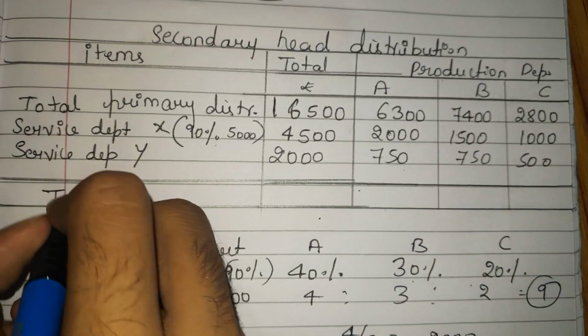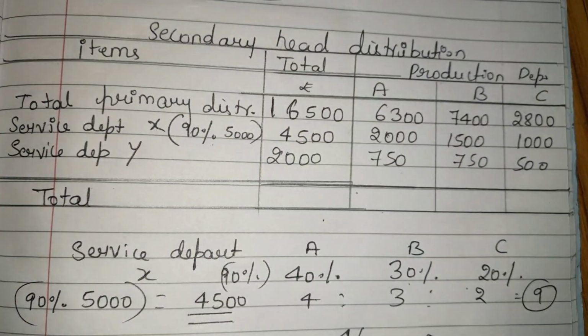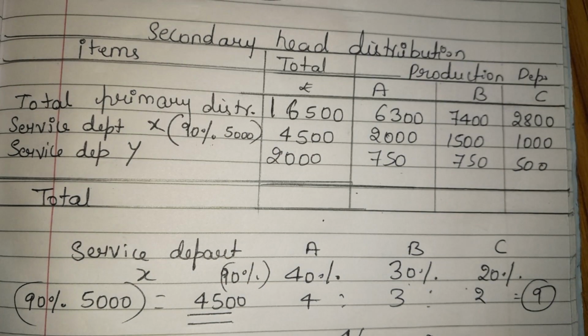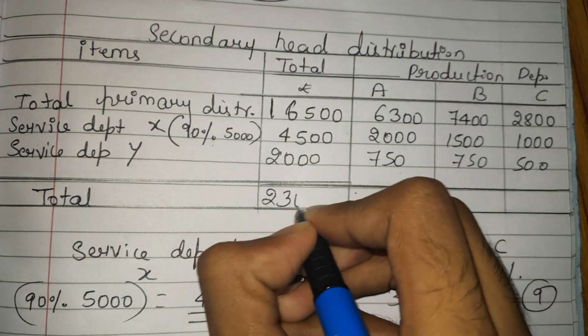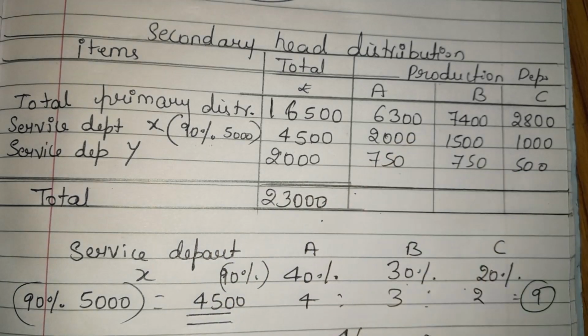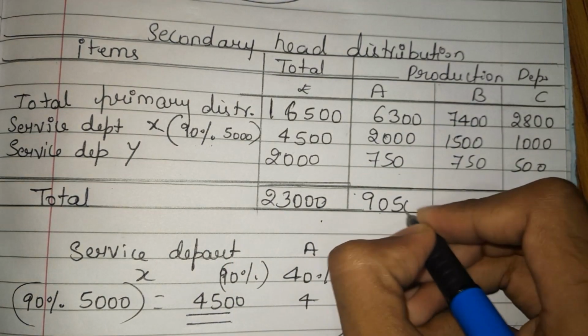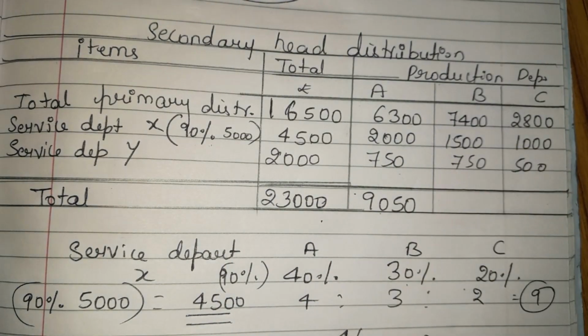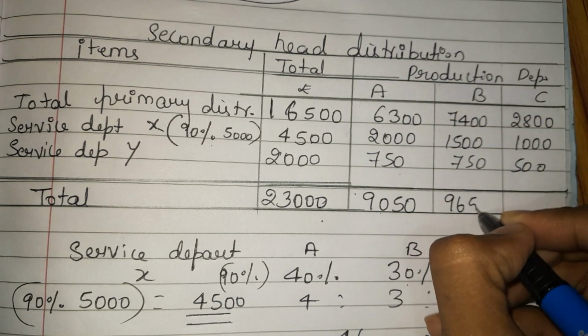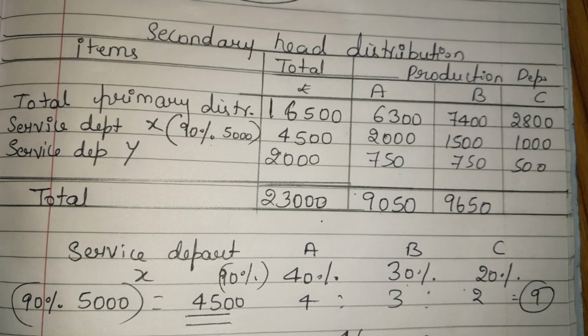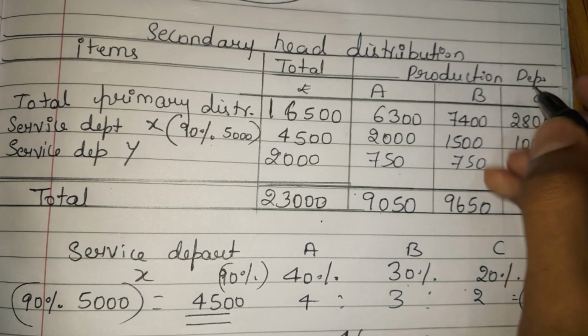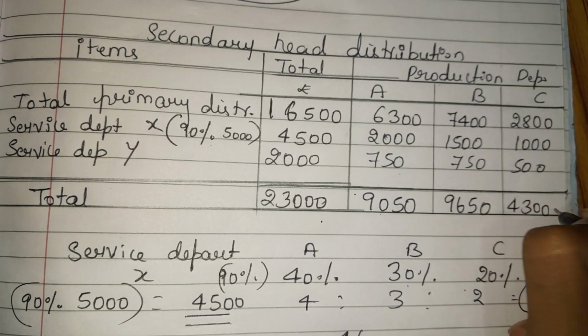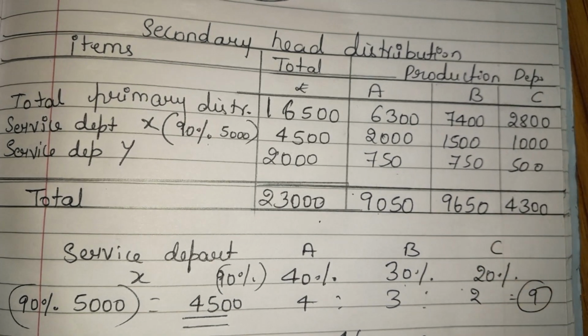Now we need to add everything to get the total. So to get the total, add this 16,500 plus 4,500 plus 2,000. It will be 23,000. Next, for A, 6,300 plus 2,000 plus 750. It will be 9,050 rupees. Next, for B, 7,400 plus 1,500 plus 750. It will be 9,650. And here 2,800 plus 1,000 plus 500. It will be 4,300. This one we solved using the simultaneous equations method.